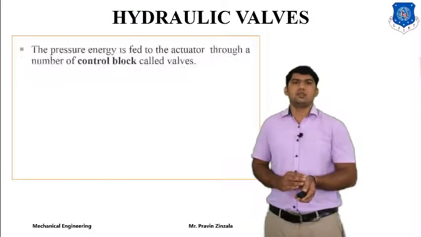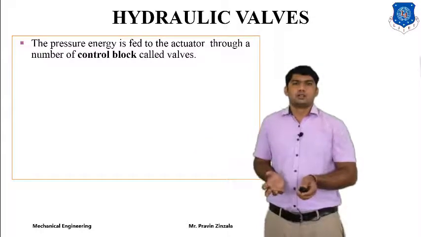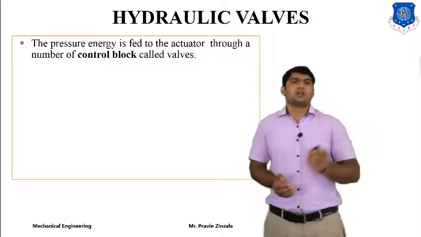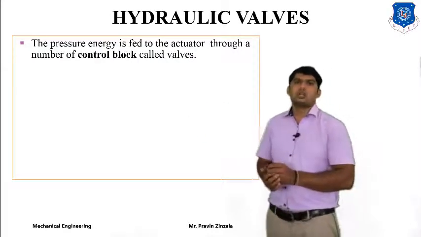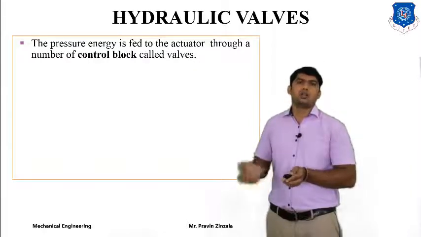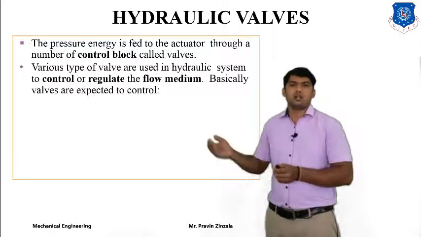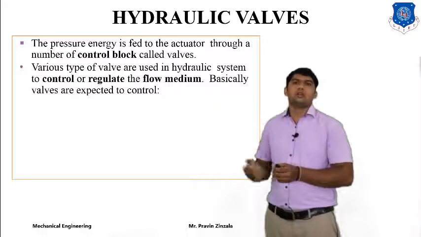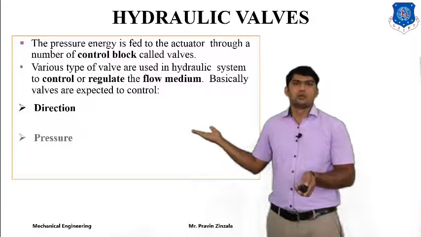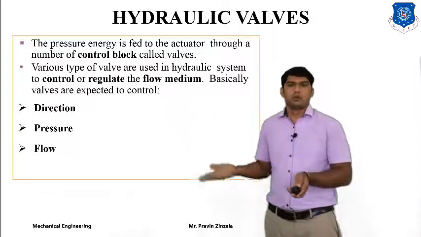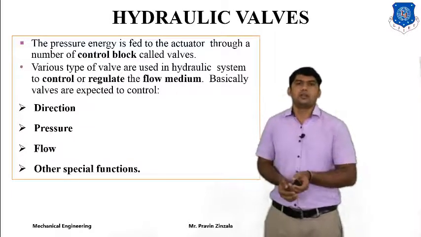First of all, we discuss what a hydraulic valve is. A hydraulic valve is required to supply fluid to the different components. It means we supply the pressurized energy to the actuator through a number of control blocks. So it's called a valve. Different control valves are used to control or regulate the flow medium, and basically they are used to control the direction of fluid, pressure of fluid, flow of fluid and other specific functions. So this is the requirement of different types of valve.